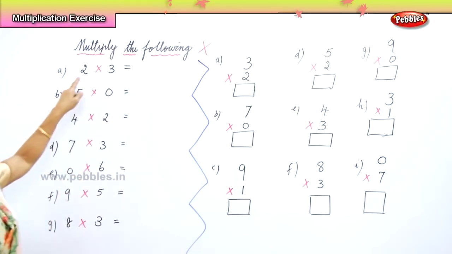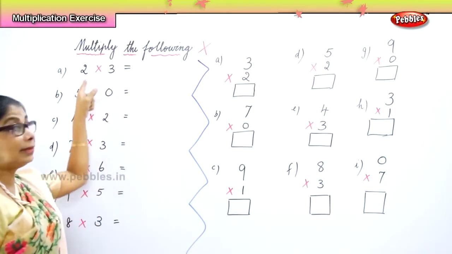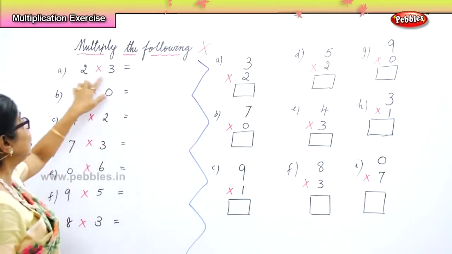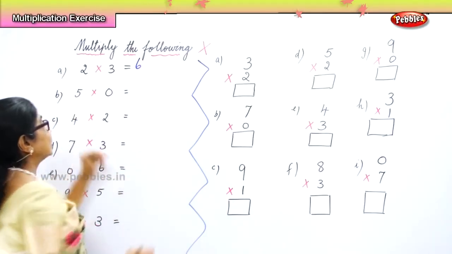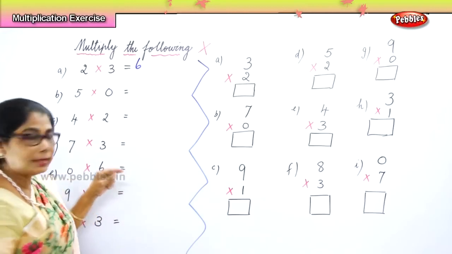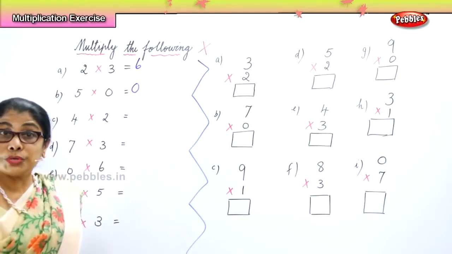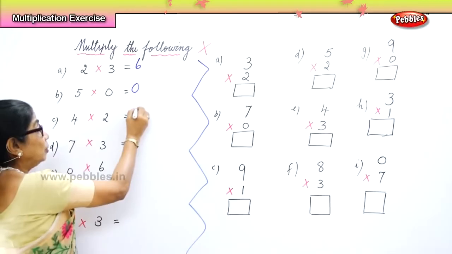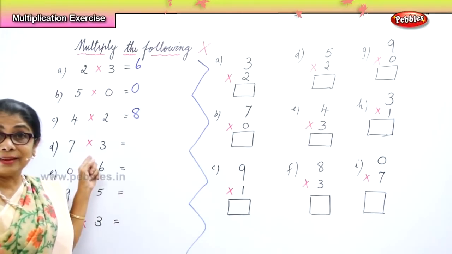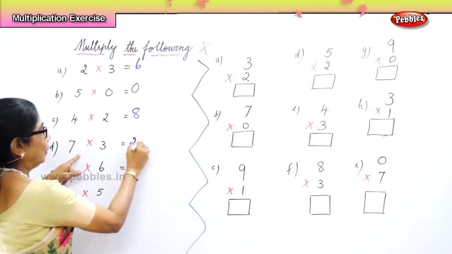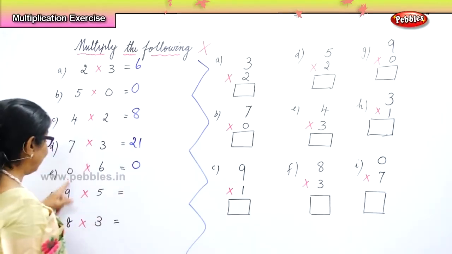Now, multiply 3 into 2. 3 twos are 6. Any number into 0, 5 into 0 is 0. 4 twos are 8. 7 threes are 21. Good. 0 into 6 is 0 itself.